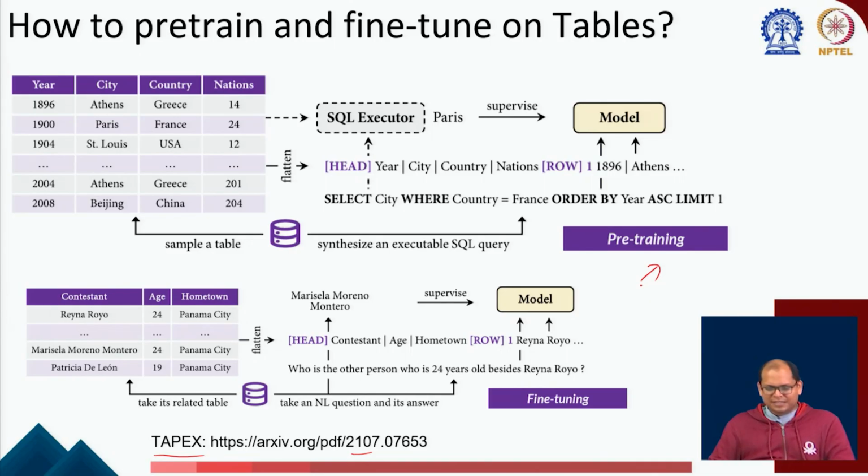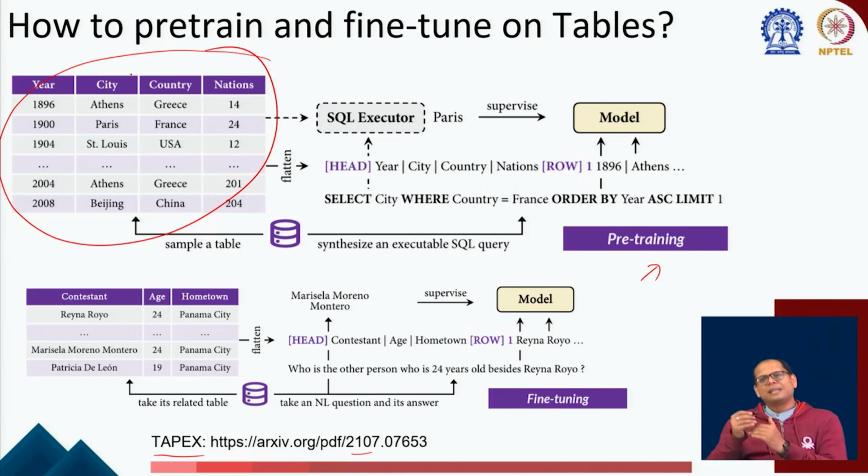So first of all, how do you present the table, right? How do you tokenize the table? They use the idea of flattening. They said, okay, this is my table. I'll say head, and put all the columns: year, city, country, nations, right? This is the heading of the table. Then the row. So row 1, you put everything: 1896, some separator, Athens, and so on. Then you put row 2 and all. So you put all the information in a flattened form.